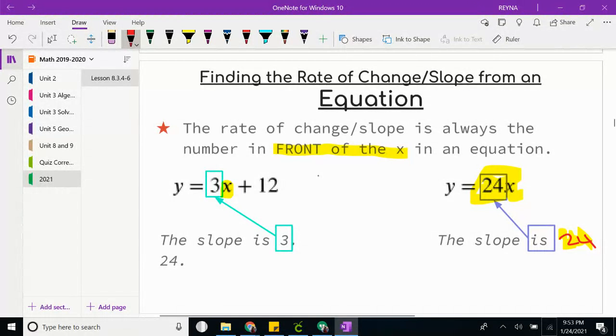Okay, so with a graph, we create our triangles for our rise and our run. For a table, we see how much x is changing and how much y is changing. And for an equation, it's the number that is in front of our variable being multiplied, so x.